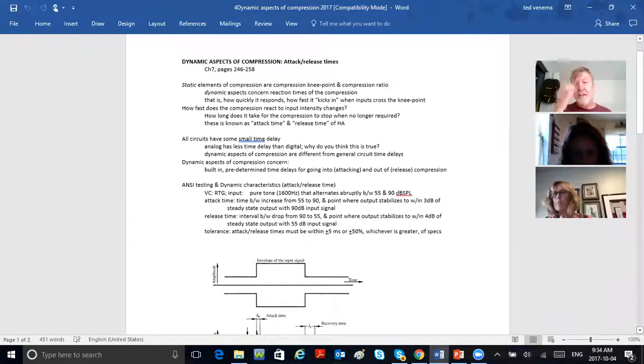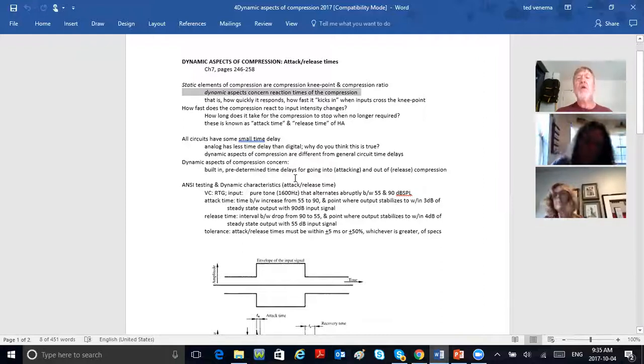It's mainly in chapter 7 of my book, and it's not a terribly long section, about 12 pages in length. When you read with me, there are the static elements of compression, not the dynamic, and that's what we've covered so far. The static elements of compression are knee point and ratio, the stuff we've been covering for the past few weeks. The dynamic aspects, however, concern reaction times of the compression.